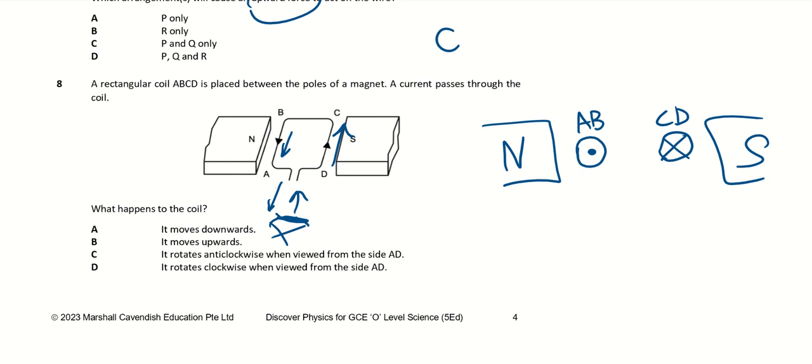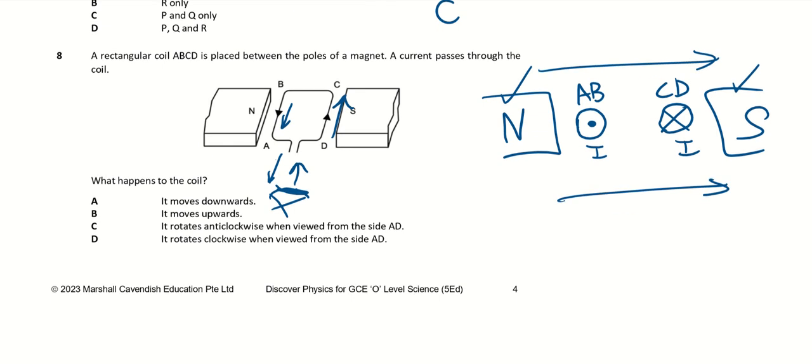Cross means going away. Okay, so now that I have this and I have current flowing in the wire, I have an external magnetic field going from left to right, north to south. So now I can determine the force acting on AB. Let's do AB first. Your middle finger should be pointing towards you, and your first finger should be going from left to right. The force will be vertically upwards.